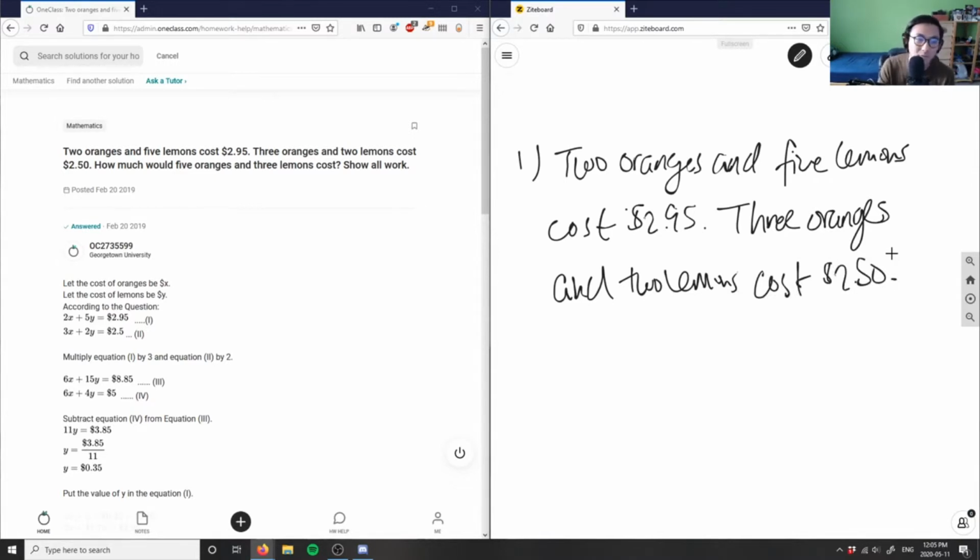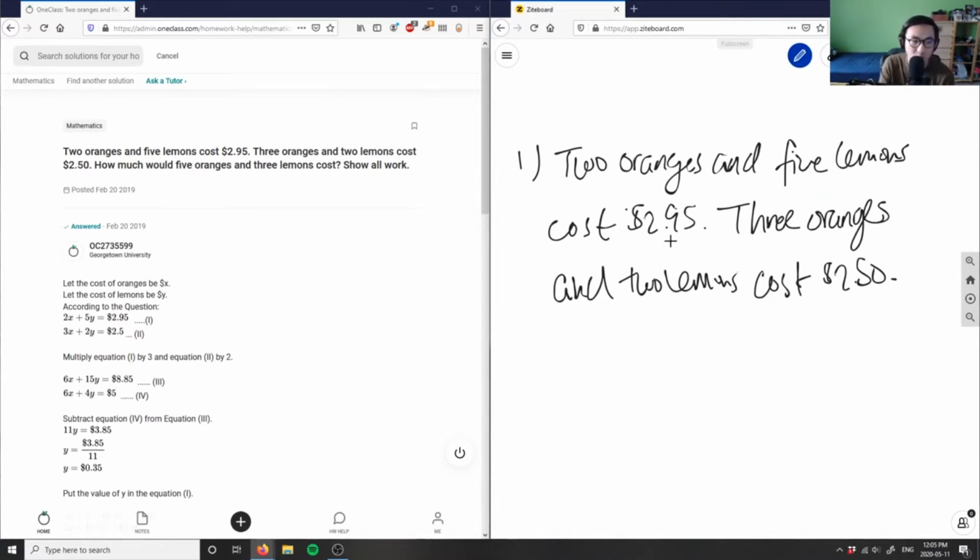Okay, so we're given these things here. So we're looking at these equations here, and we're trying to solve them. Let me think about this problem here. 2 oranges and 5 lemons cost $2.95. 3 oranges and 2 lemons cost $2.50. So basically what we're going to have to do is create some type of algebraic expression, right?